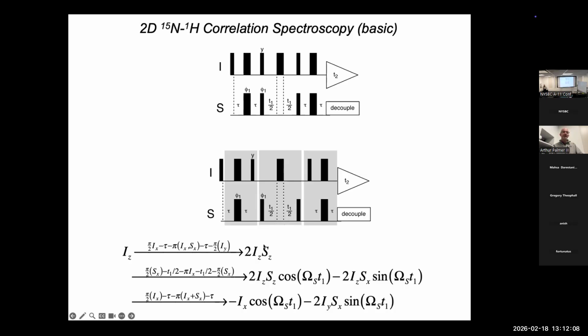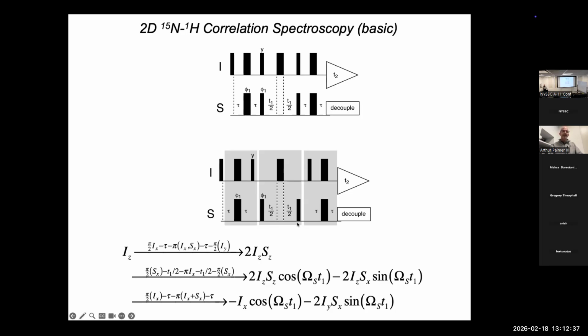Right, this first pulse creates minus 2IZSY. It's always on Z, so we don't have to worry about the chemical shift evolution here. So we already know what our second dimension is going to look like. It's going to have the S spin chemical shifts, and the scalar coupling won't appear, so we'll have singlets rather than doublets.